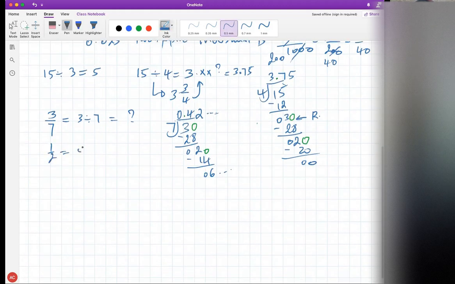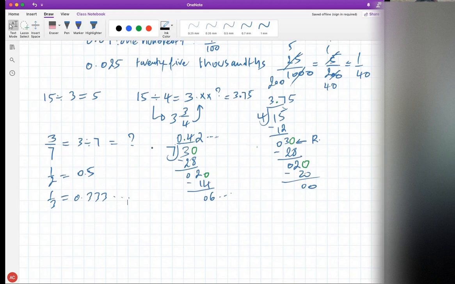1/2 is 0.5, as we saw earlier. 1/3. What is 1/3 equal as a decimal? 0.3, 3, 3, and it never ends. This ends here, but 1/3 is 0.3333, just like this. You keep getting the same remainder every time, and you add 0 to it, you get the same remainder. So this is one of those non-ending decimals.